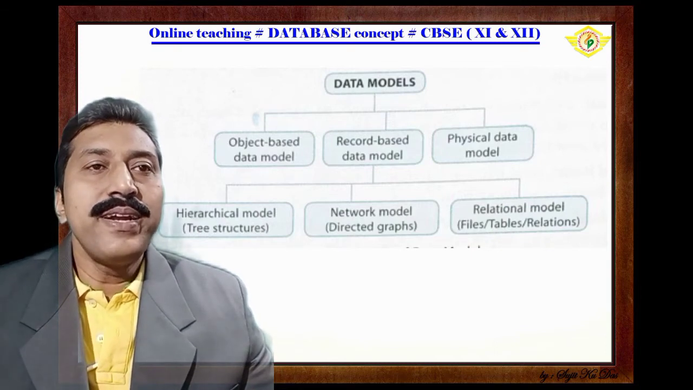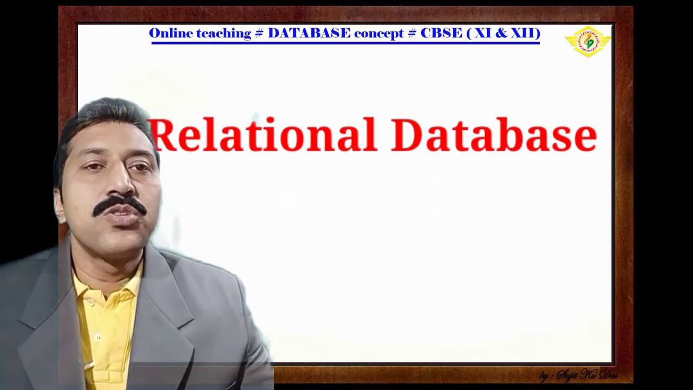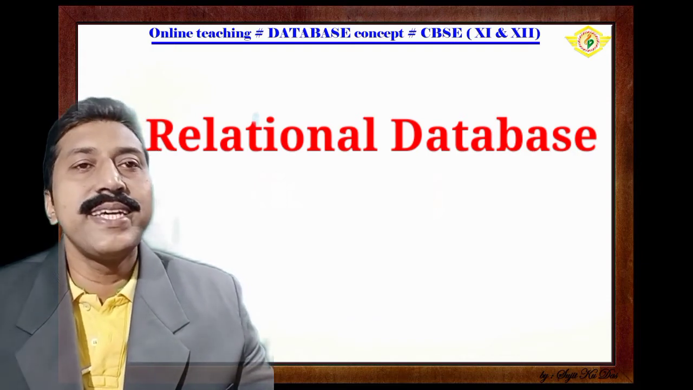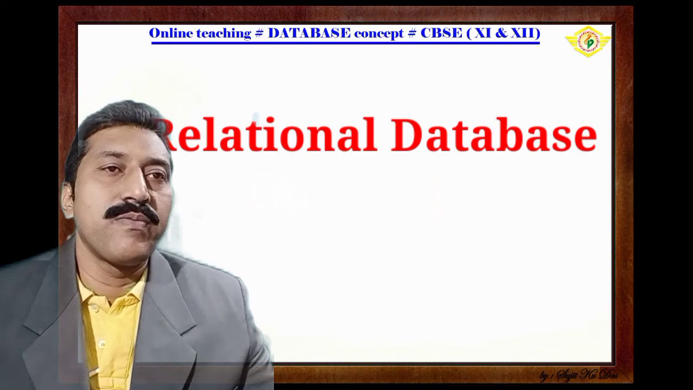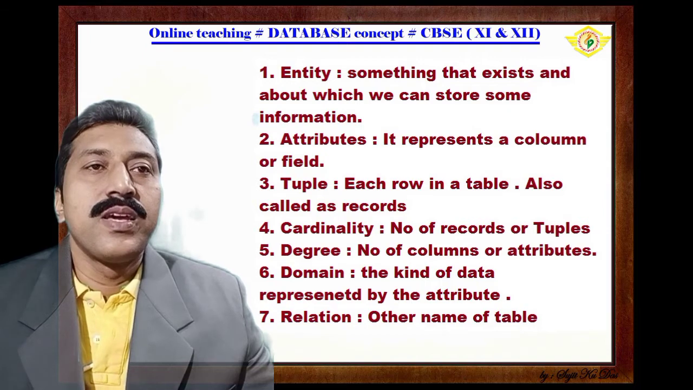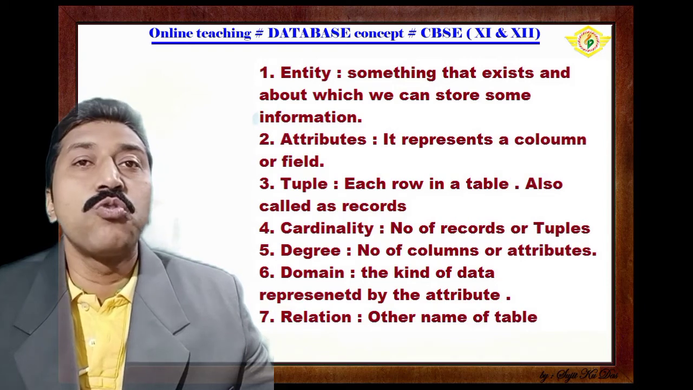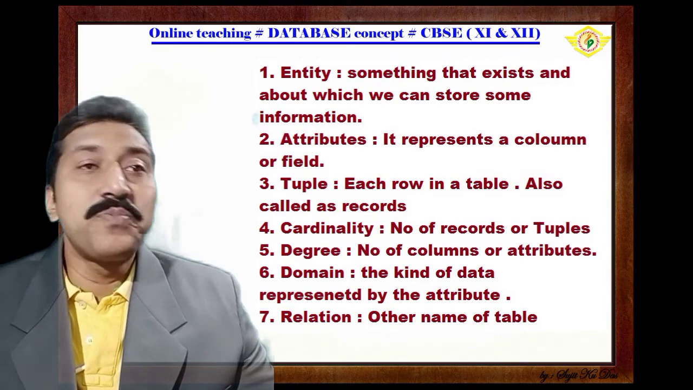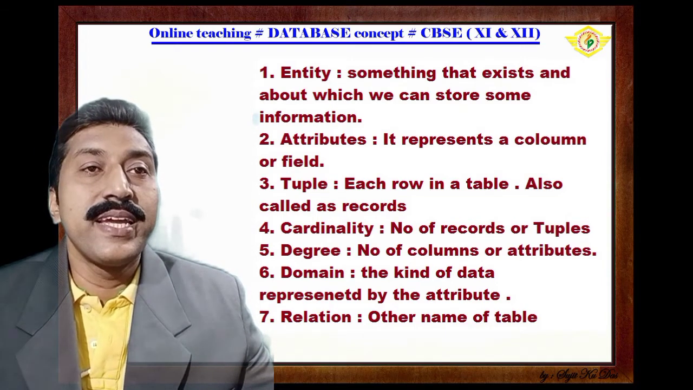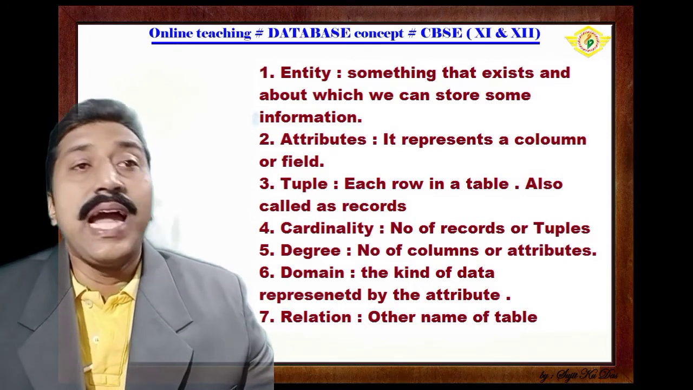Now we'll discuss the relational database. Before discussing it, we'll discuss some terminology related to the relational database one by one. The first one is entity. An entity is something that exists and about which we can store some information. It is an object which can be distinctly identified. Examples: student entity, employee entity, item entity, library entity.